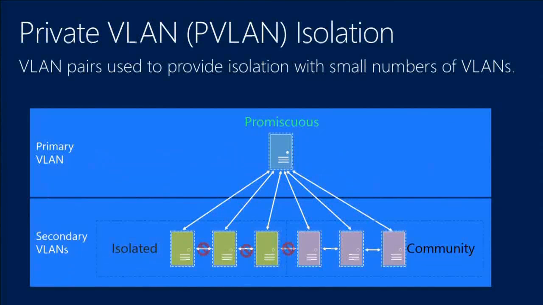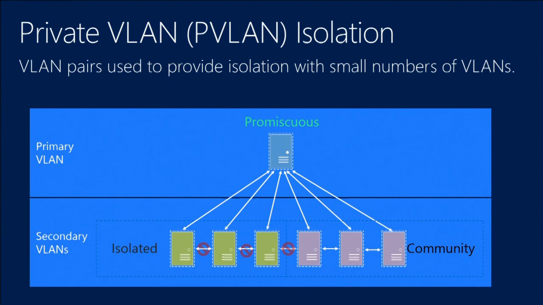PVLAN is a variation of regular VLANs where you essentially use a pair of VLANs to provide additional isolation without using a VLAN for each unit of isolation. And there are essentially three modes that a VM can be connected to when using a PVLAN. There's a promiscuous VM. This promiscuous VM can talk to any other machine on this PVLAN pair. It's used for infrastructure services, for gateways. It could be used for an iSCSI target, for example.